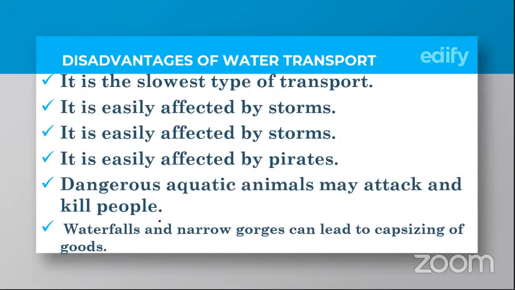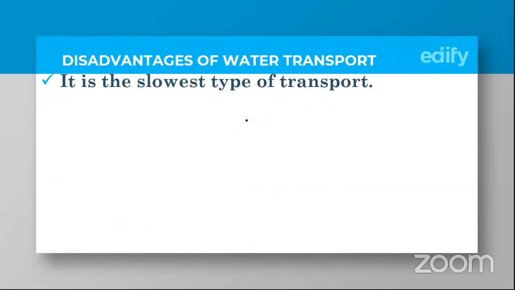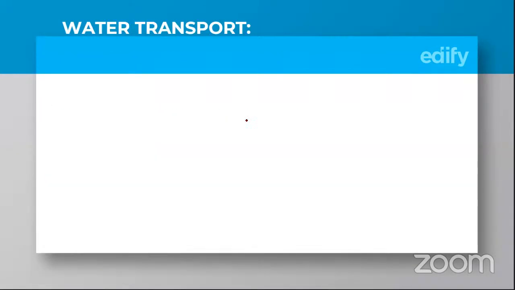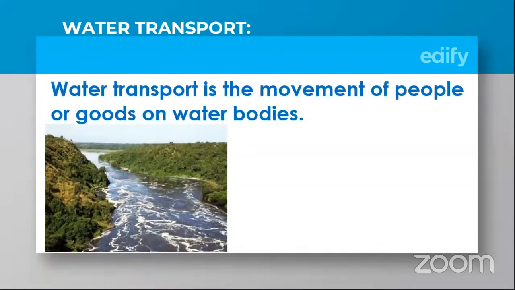Now, when we say narrow gorges, let me get you this picture of a river. It can explain what we call a narrow gorge. Okay, it's here. Now, this is what we call a narrow gorge. You can see this part here. This is a very narrow gorge.